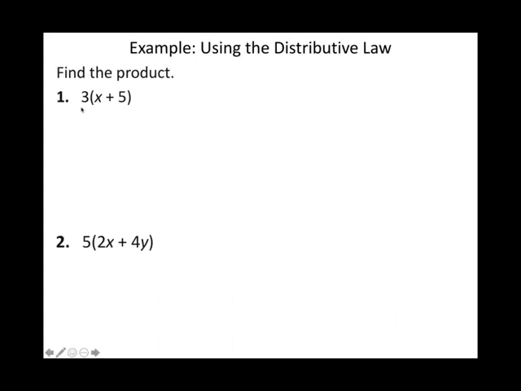Okay, example, find the product. So I have the parenthesis. First, we remove the parenthesis. I'm going to distribute the 3 to the x and also to the 5. So 3 times x, that will be 3x, plus 3 times 5, that will be equal to 15.